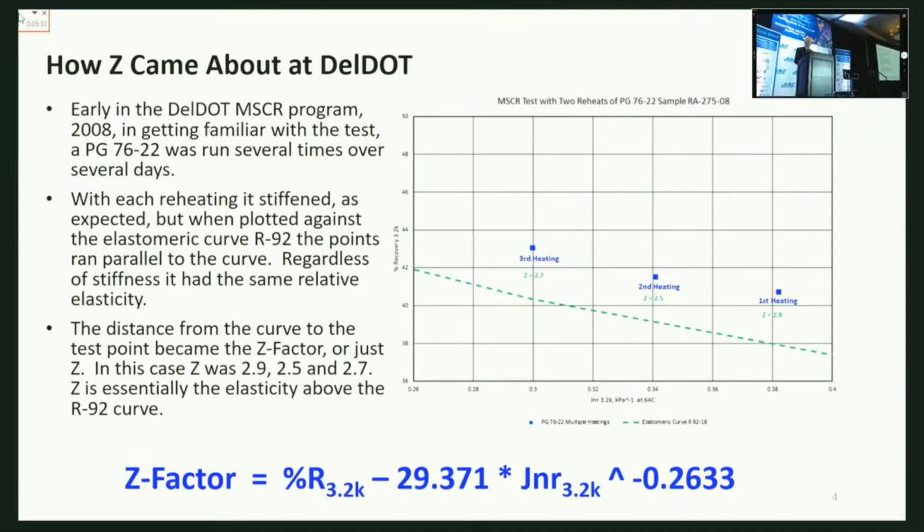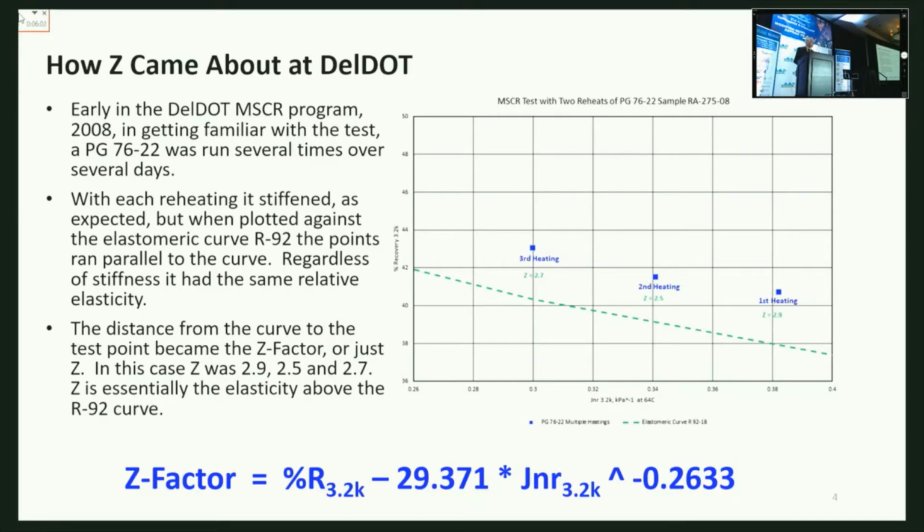Then I plotted against the elastomeric line, and I realized all three points ran parallel. Basically, these are running parallel to the elastomeric line. It dawned on me that even by abusing the sample by reheating it, I was basically keeping the same distance above the line.